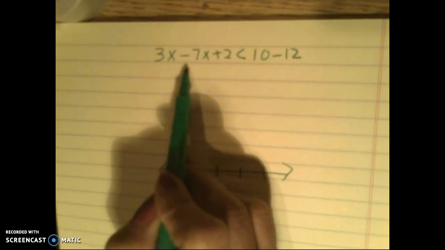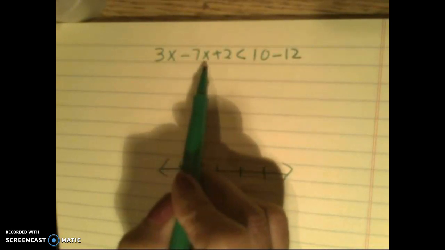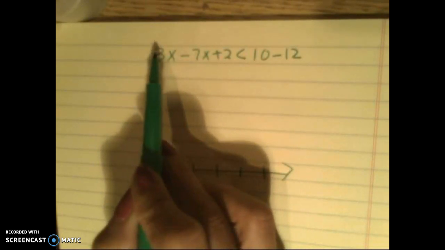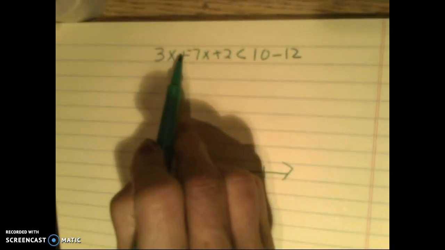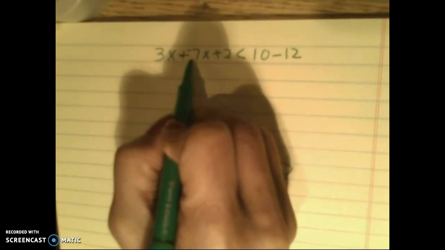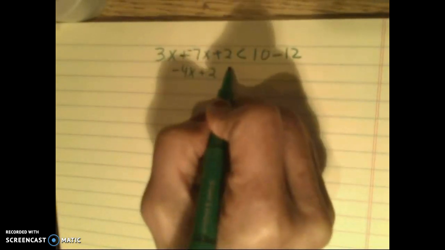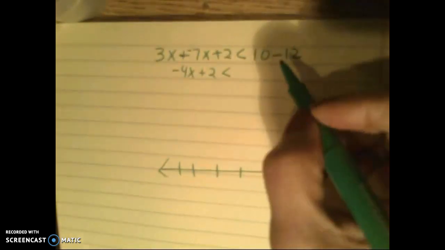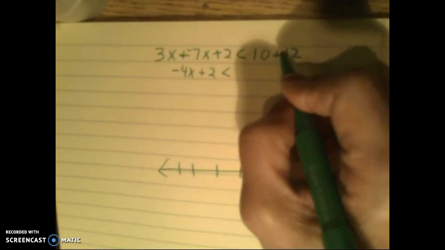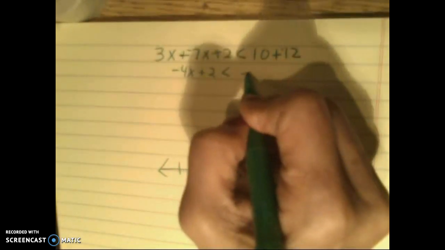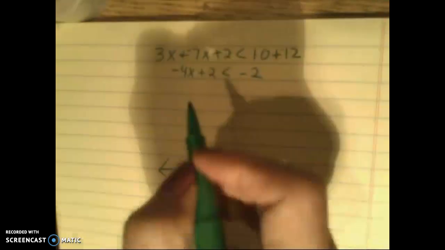Looking at this side, where our variable is, 3x minus 7x plus 2. So I'm working on this side. I'm going to look at this 3x minus 7x first. So I'm going to start solving there. And we know that when we subtract integers, we do a stop and add the opposite, or keep change, flip. So 3x plus a negative 7x is going to give me a negative 4x, plus 2 is less than, and then 10 minus 12, again, stop and add the opposite. So now this is a positive and negative. Subtract, and I'm going to get negative 2.